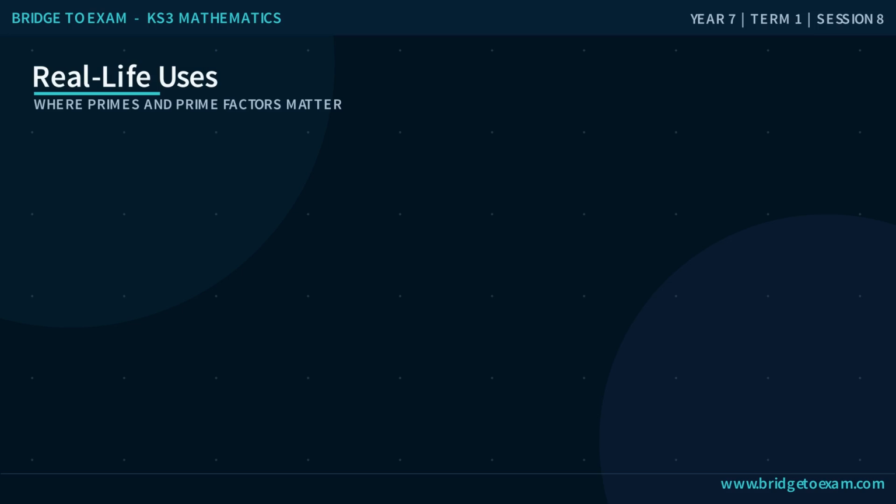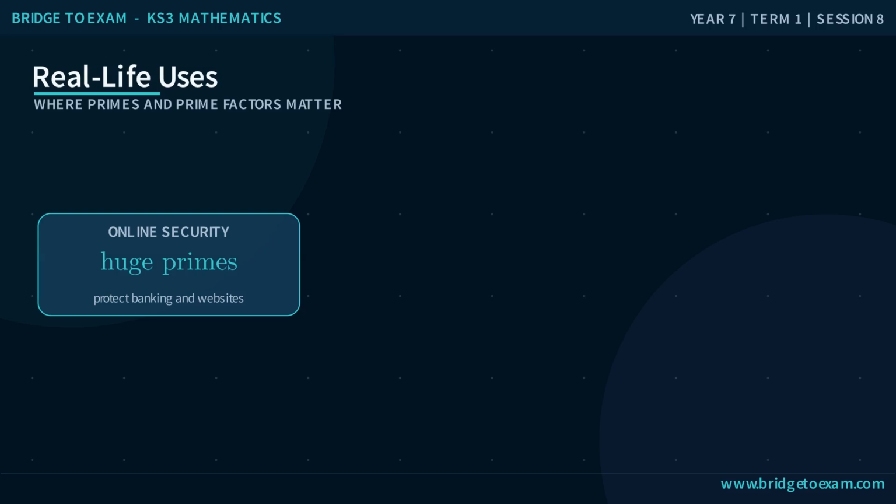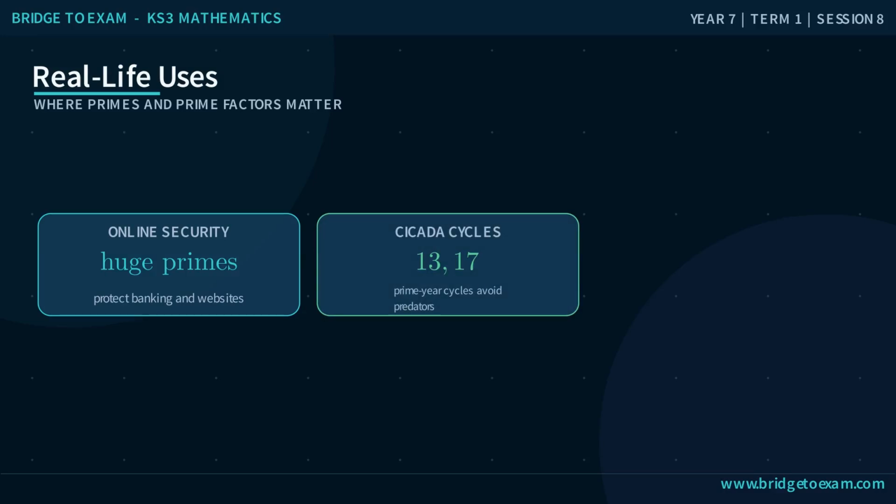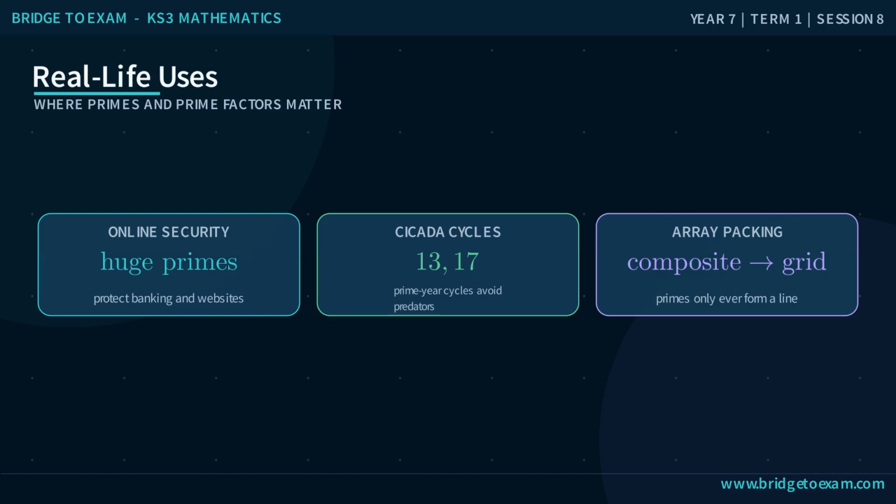Prime numbers and their factorization show up in some surprising places. Online banking and secure websites protect data using enormous prime numbers that are extremely hard to factorize. Some cicadas emerge only every 13 or 17 years, both prime numbers, making it harder for predators to sync their own cycles. A composite number of items arranges into a neat rectangular array. A prime number of items can only ever form a single line.